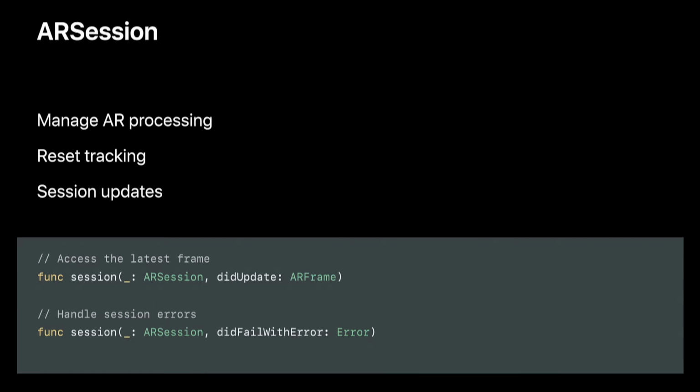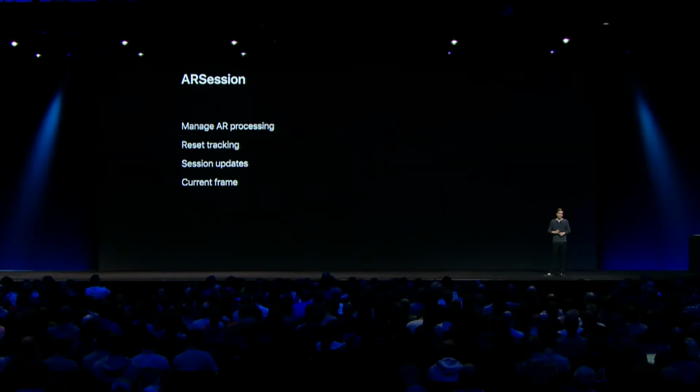This is in the case of a fatal error. Maybe you're running on a device that doesn't support world tracking. You'll get an error like this, and your session will be paused. The other way to make use of AR session's processing is to pull the current frame property.